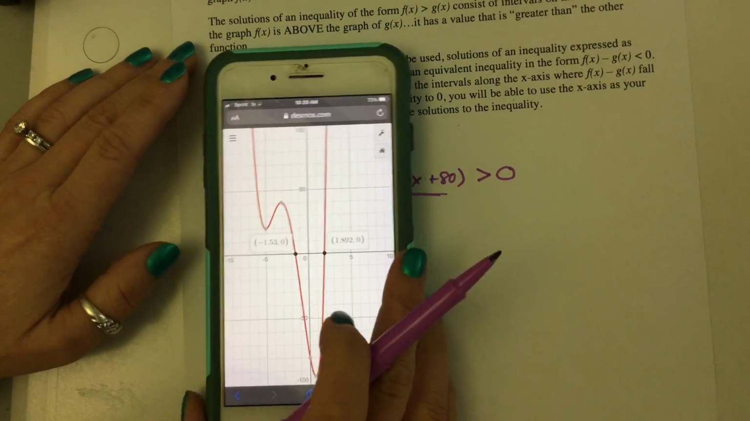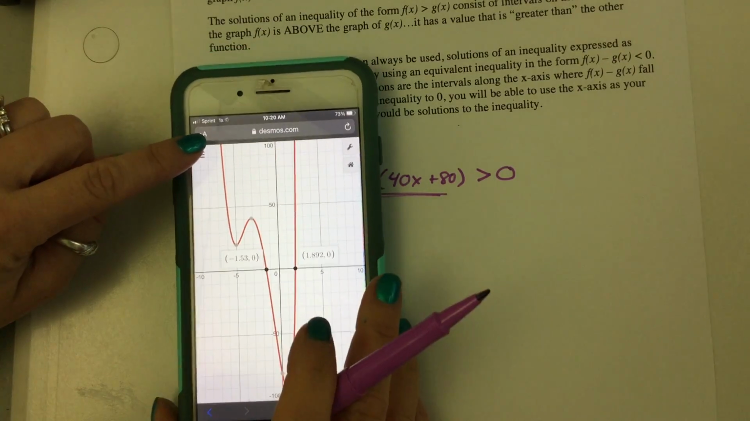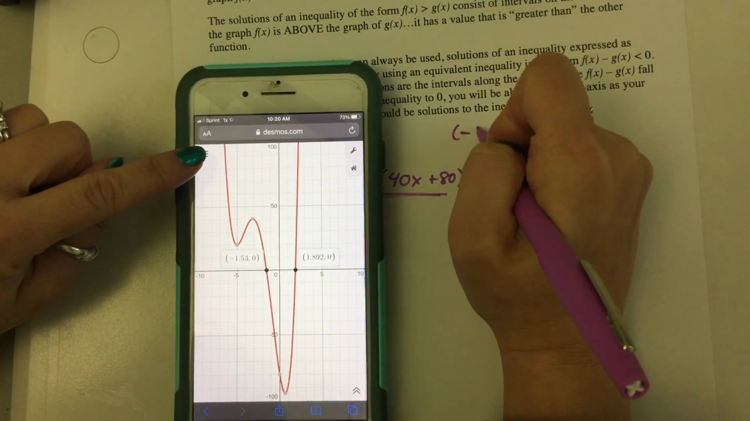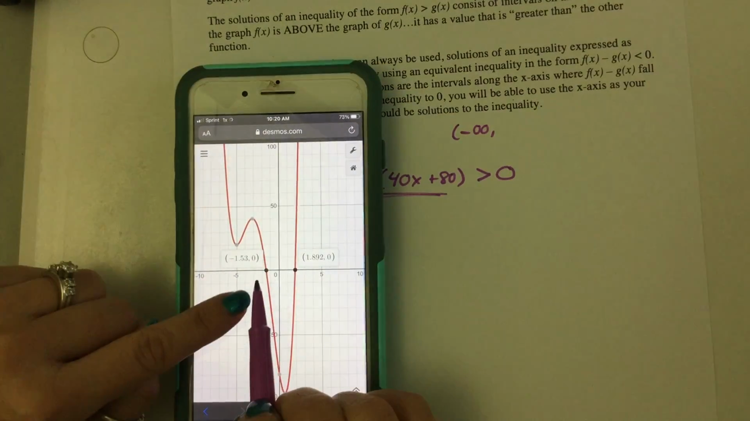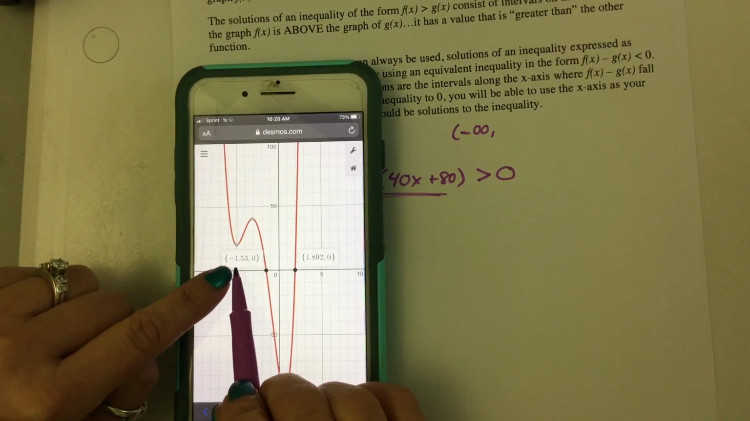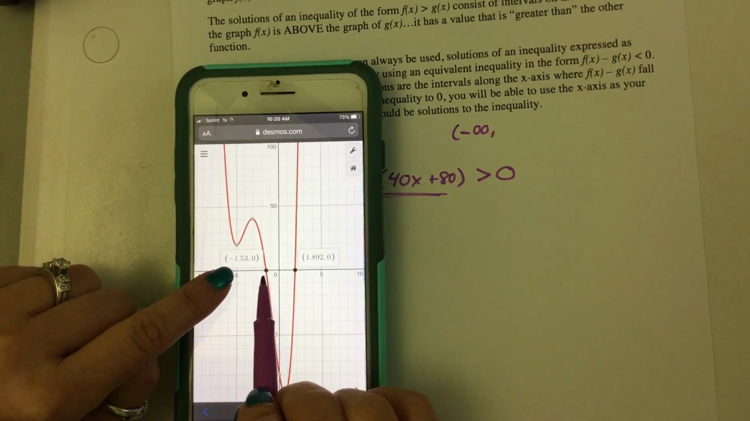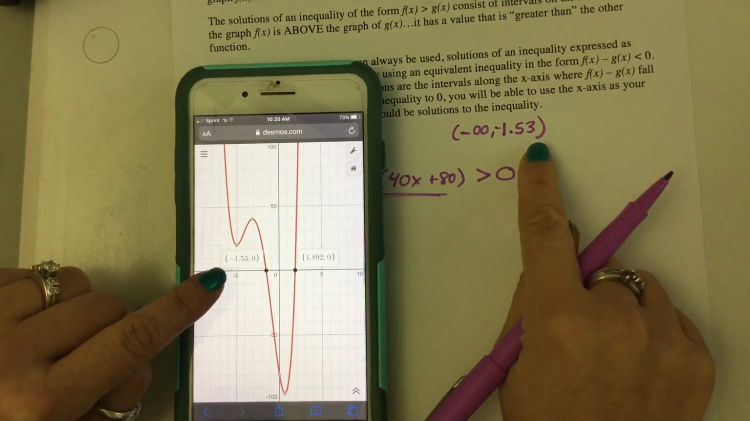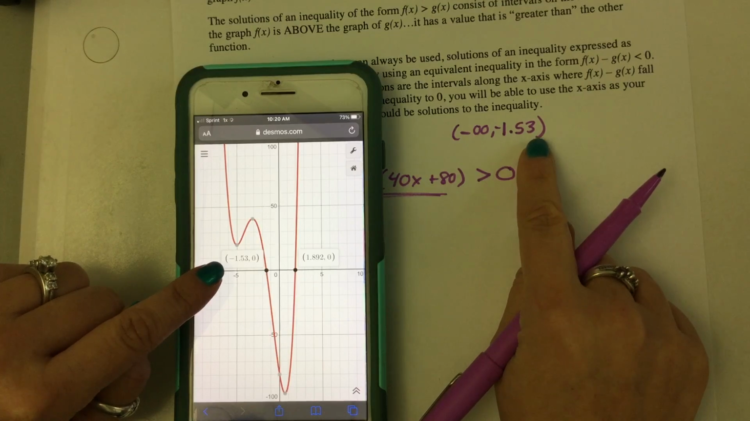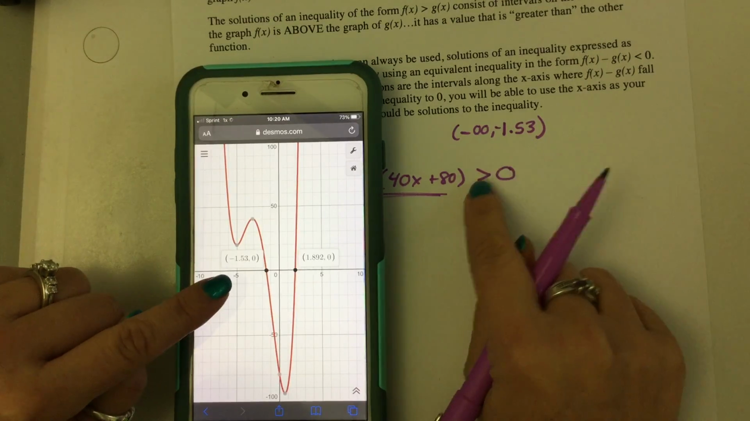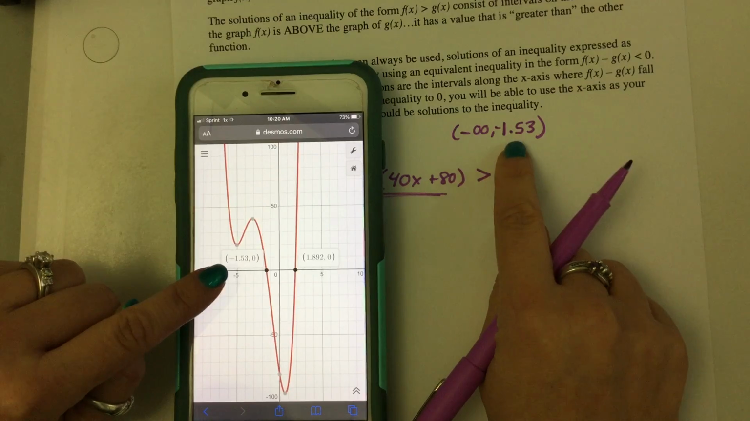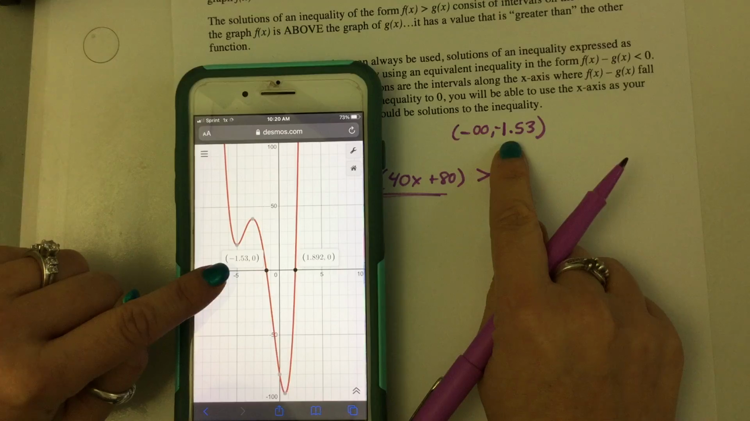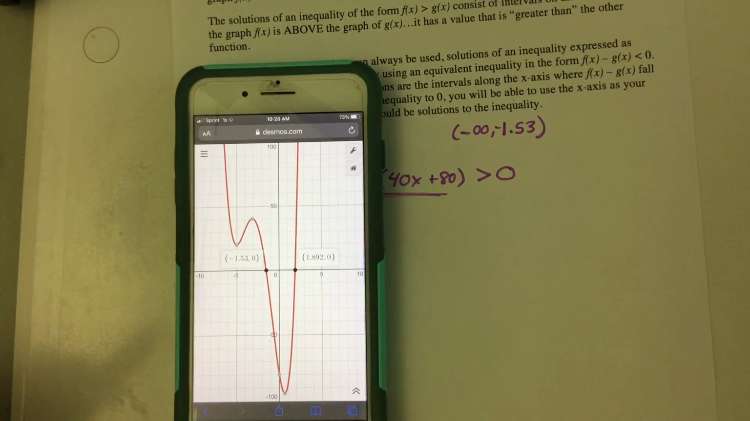So that happens at 2 different spots. Remember that interval notation we were talking about? This goes forever and ever, so it's negative infinity all the way to here. The x value is negative 1.53. That's when it's equal to 0. So it goes up to negative 1.53. I'm rounding it because I don't want to include it. I don't want to include it because that would be if it was greater than or equal to. So anything to the left and all the way up to that x value, if you fill those values into the original, you get a true statement.